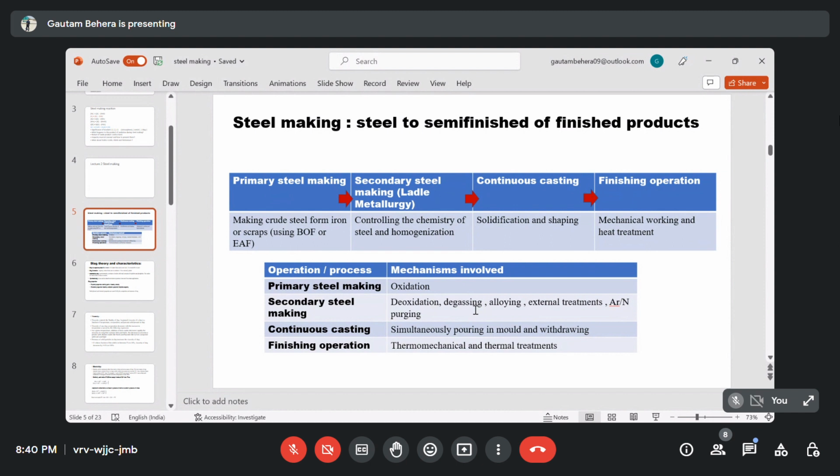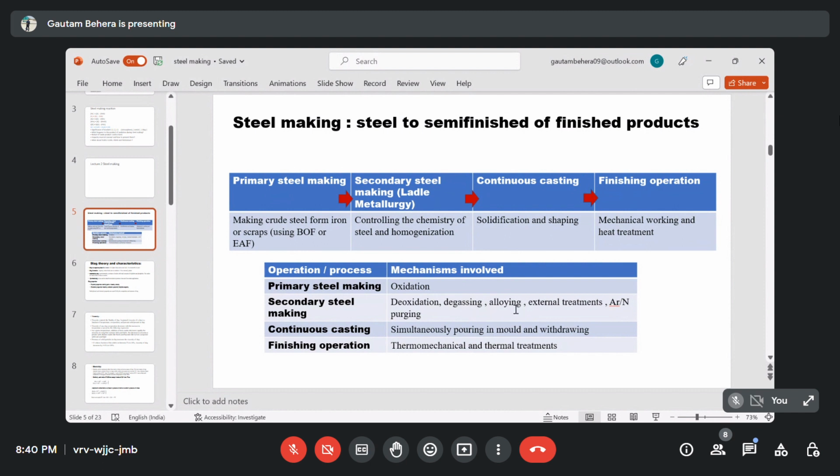Similarly, dissolved gases also. Degassing. Degassing means removal of dissolved gases like nitrogen and hydrogen. This steel also contains dissolved gases that should be removed, because that creates problems during the continuous casting, right? They create blowholes, surface blows, any porosity will be there, right? Which are not desirable in the final product.